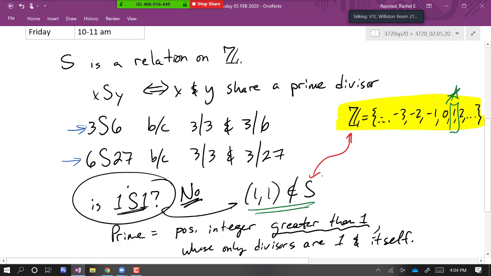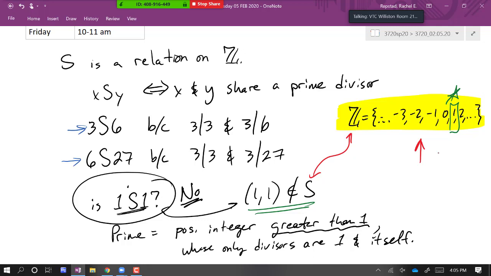I get that. I just thought we were evaluating S. We are. The lack of a prime divisor shared between the two elements disqualifies (1, 1) from being in S. Yeah, that's where I'm hung up. You're hung up on why (1, 1) is not in S, or why that disqualifies S from being reflexive? Because to be reflexive, every element of Z would have to be related to itself, no matter what integer.